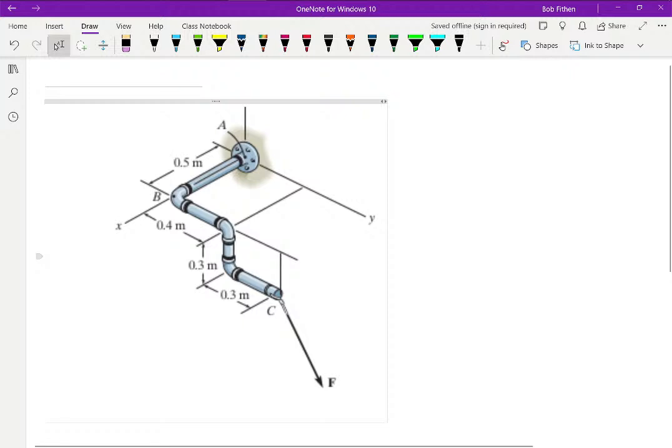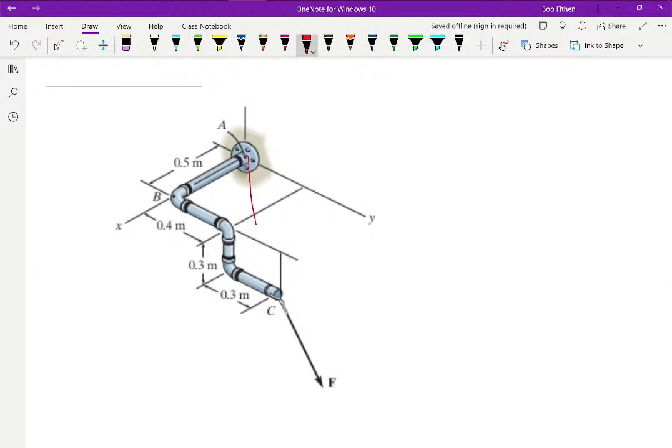Okay. So let's start with just the moment about A. All I've got to do is find that R. That R, I could list it A to C, which is probably what he's going to do in the book. So I come out 0.5, and to me, what I see is this whole thing is like a plane right here.